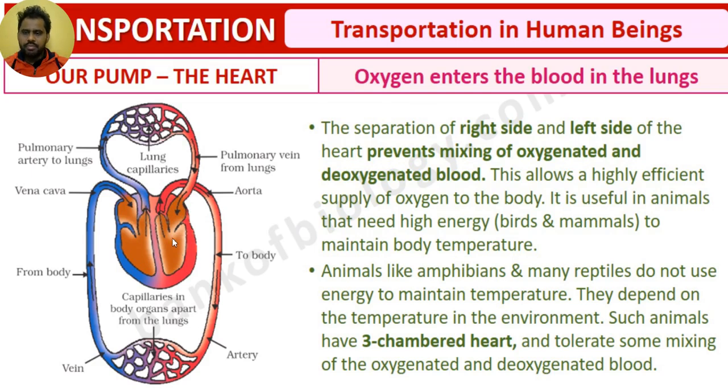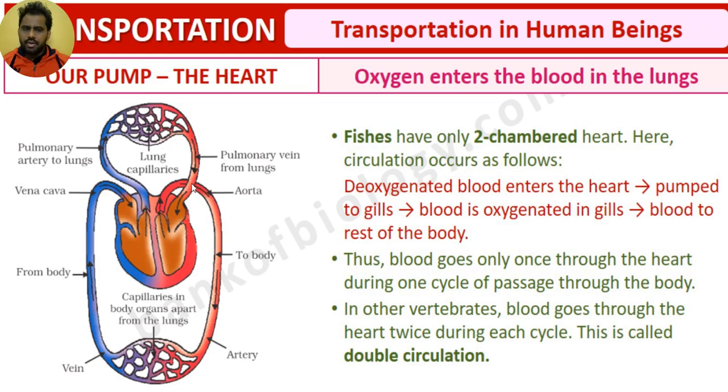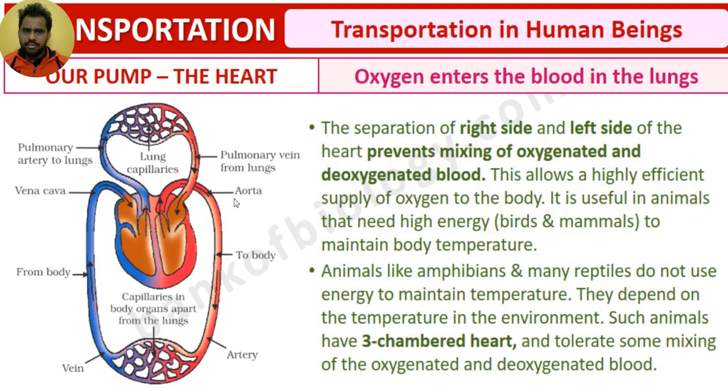Now the heart pumps this oxygenated blood that has come from the lungs to all over the body. So the artery is transporting the oxygenated blood all over the body, and the vein is there. This is deoxygenated blood from the body, from the vena cava. It again comes back to the heart, and again through the pulmonary artery this deoxygenated blood goes to the lungs.